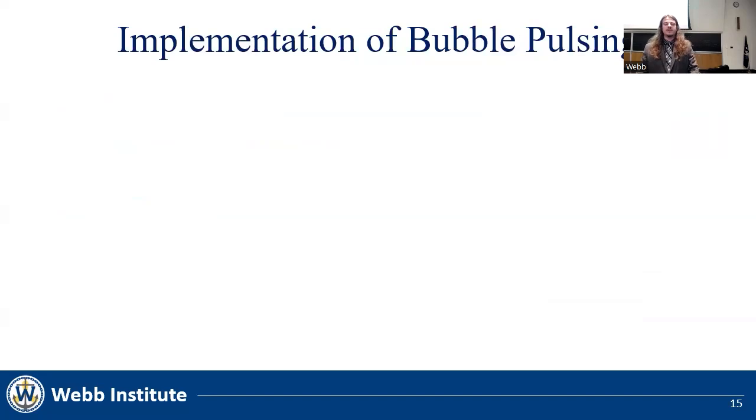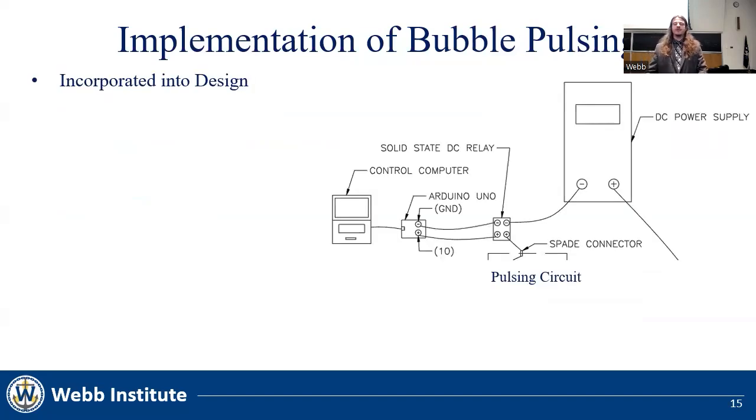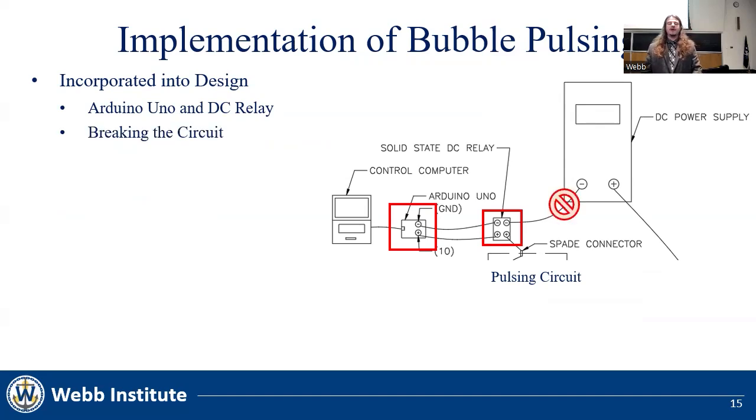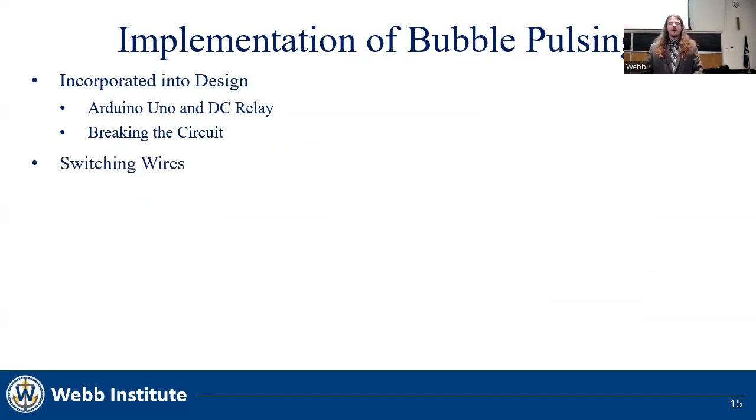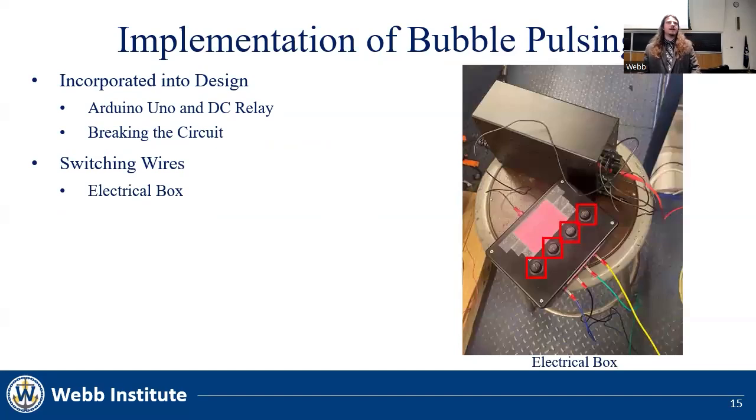Bubble pulsing was incorporated into my design through the use of an Arduino Uno and DC relay, as pictured to the right. These work by periodically breaking the circuit and preventing bubbles from being produced in a manner that the user can easily control. I also wanted the user to be able to control what wires were on in either the horizontal or vertical wire configuration. Therefore, I created an electrical box with 4 switches, as seen to the right.